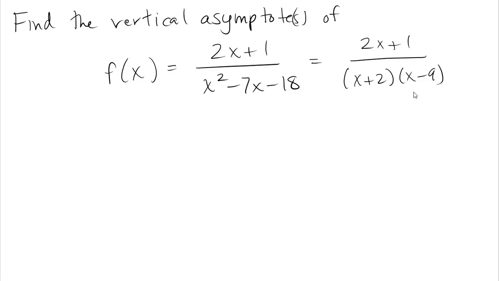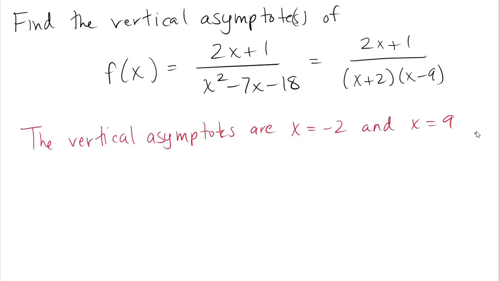Now I look to see if there are any numbers that will make the denominator 0 without making the numerator 0, and there are in fact 2 of them. Negative 2 makes the denominator 0, and positive 9 makes the denominator 0. This function has 2 vertical asymptotes.